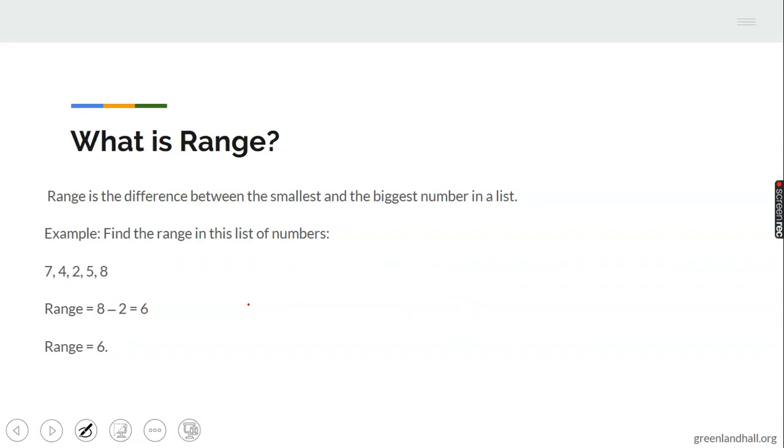So let's go to the last point in this topic, range. Range is also very simple. Just remember to get it. That's all. Range is the difference between the smallest and the biggest number in a list. Range: the difference between the smallest and the biggest.